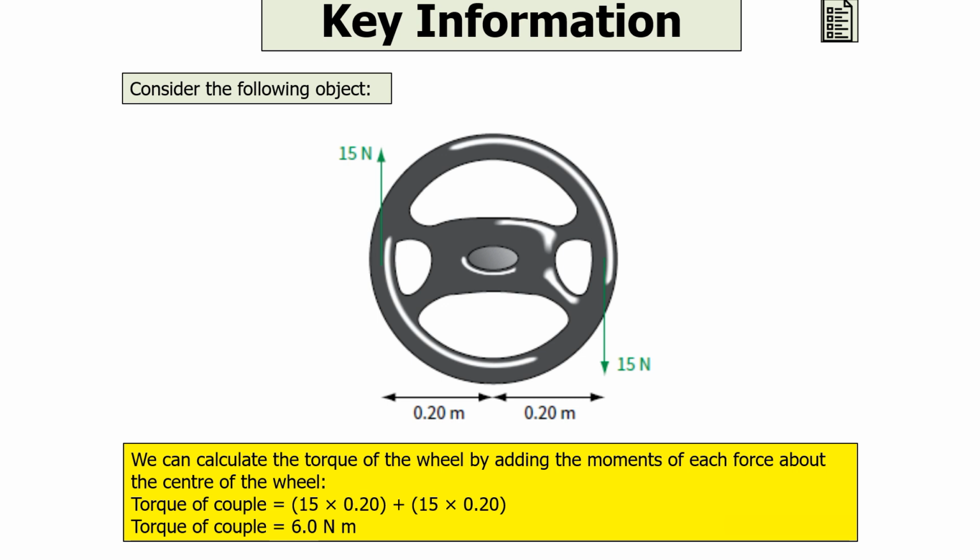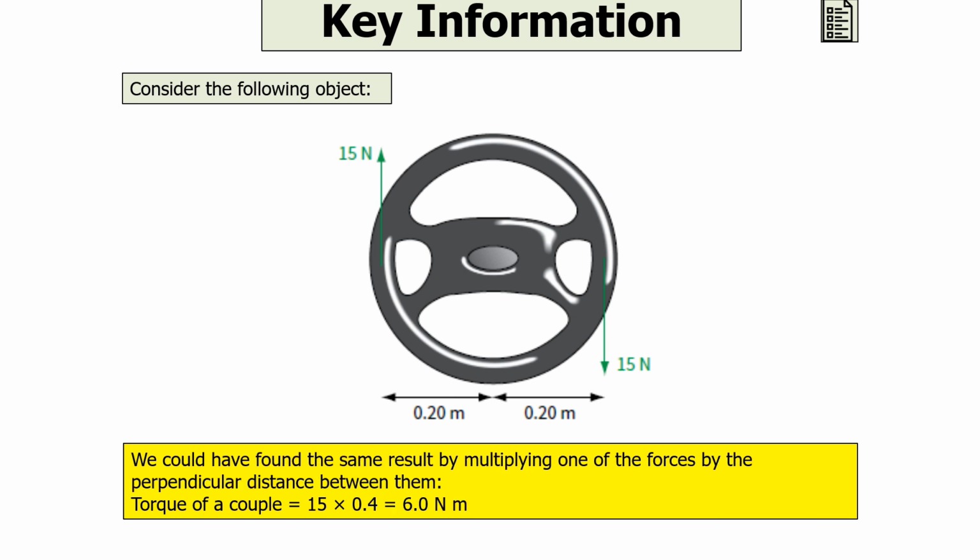We can calculate the torque of the wheel by adding the moments of each force about the centre of the wheel. In this case, the torque of the couple is 15 times 0.2 plus 15 times 0.2, which is 6.0 newton metres. We could also have found this same result by multiplying one of the forces by the perpendicular distance between them. So 15 times 0.4 is 6.0 newton metres.